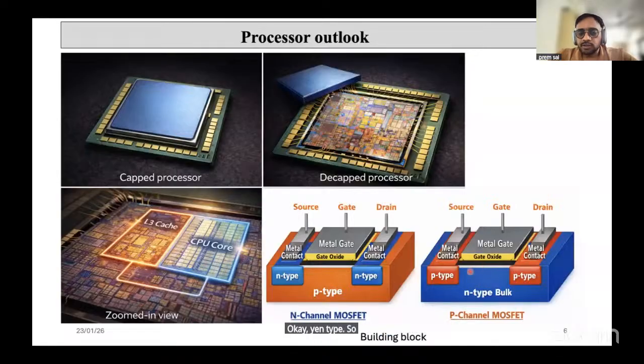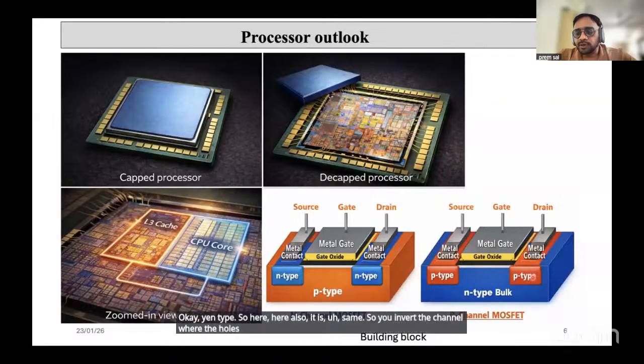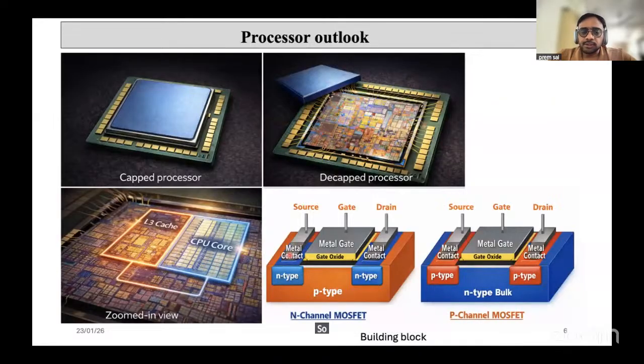So here also it is the same. You invert the channel, where the holes will be flowing from here. So this is a source, this is a drain. You give access from source to drain by turning on the gate. I'm assuming that you know the basic operation of the MOSFET.